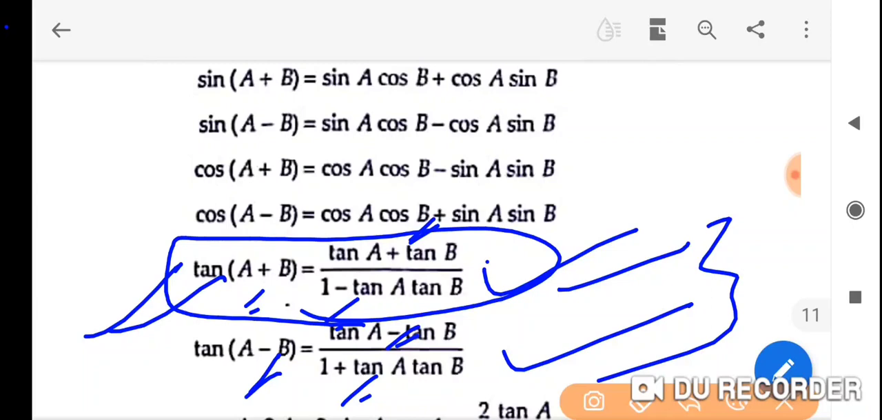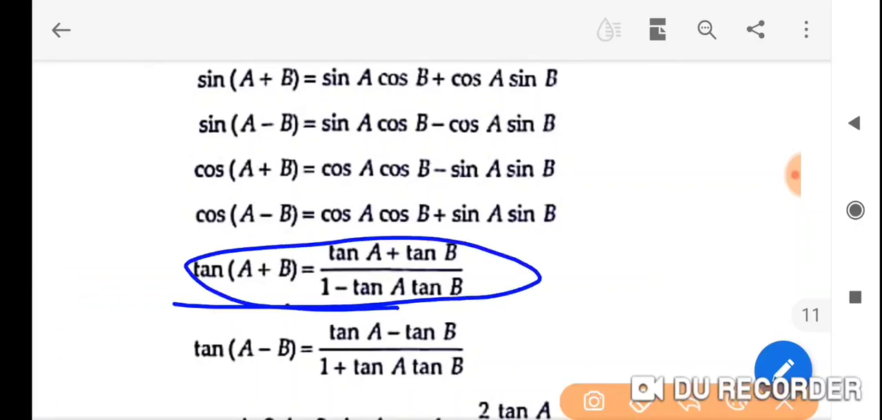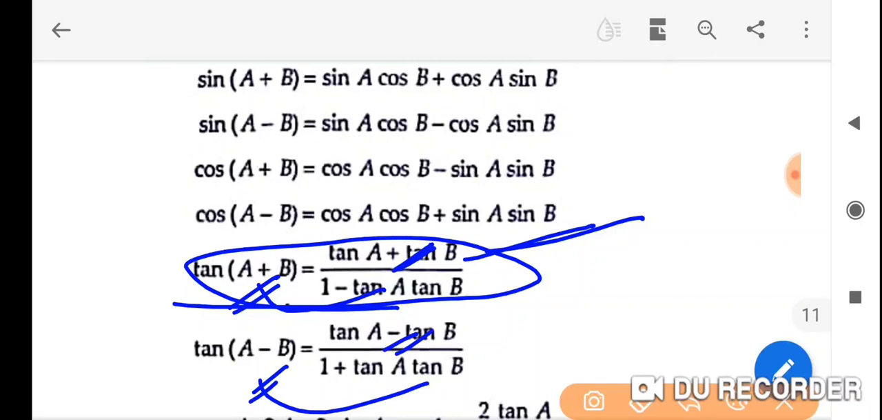So look carefully. Tan (A minus B) equals tan A minus tan B divided by 1 plus tan A tan B. And tan (A plus B) equals tan A plus tan B divided by 1 minus tan A tan B. Whenever there is plus in the numerator, there is plus; where there is minus, there is minus. In the denominator, the opposite sign is there. Now, tan (A minus B) equals tan A minus tan B divided by 1 plus tan A tan B.